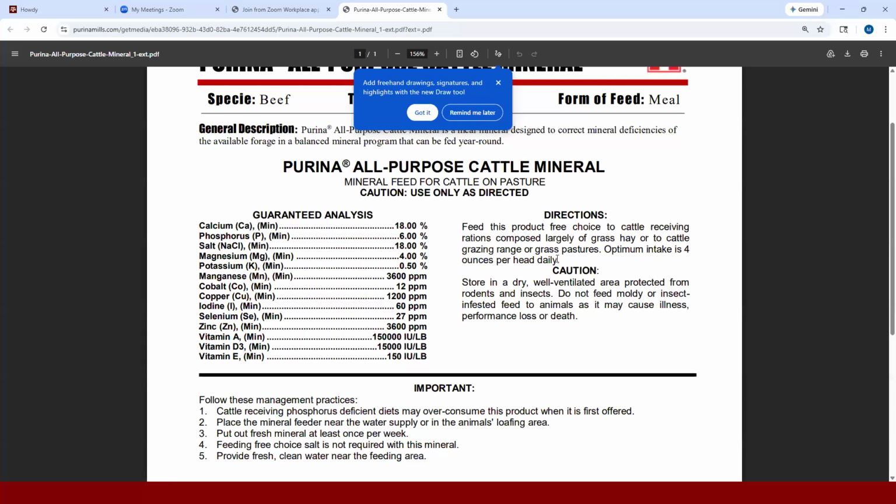Another one is add salt. Cattle have a threshold of how much salt they'll eat in a day. So if they're eating too much of your mineral, add a little bit more salt to it. If they're eating too little, don't add as much salt to your mineral.